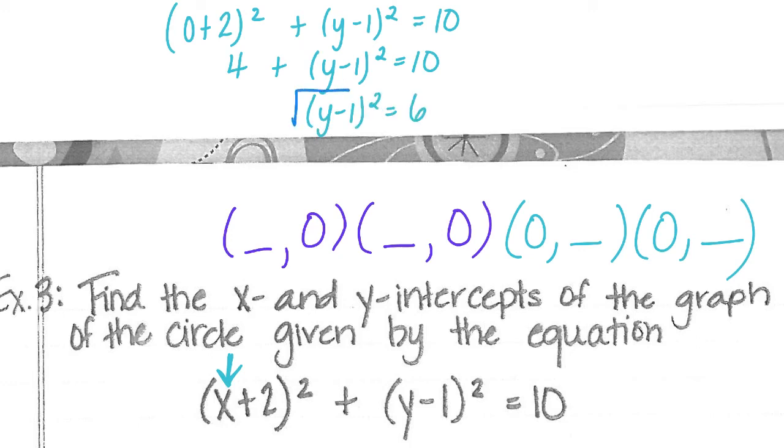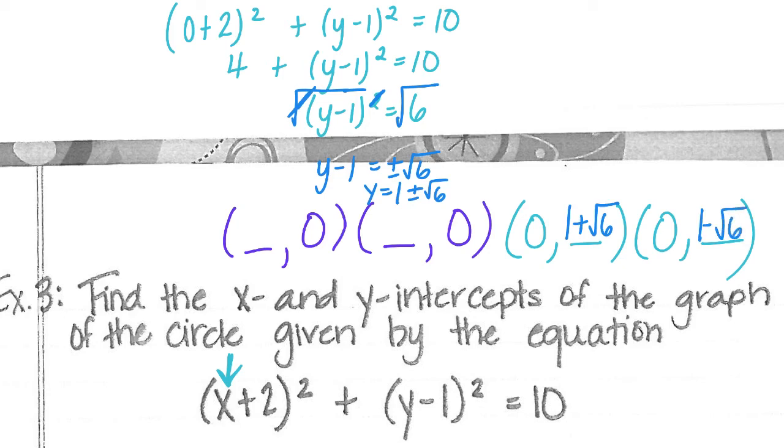And when I take the square root of each side, anytime I'm solving for an x or a y squared, I do need a plus or minus. And y is equal to 1 plus or minus root 6. So I'll put 1 plus root 6, 1 minus root 6. Now, if you need a reminder of how to do this, again, look at my Algebra 2 videos. This is lesson 7.1 in my Algebra 2 playlist on my YouTube channel.